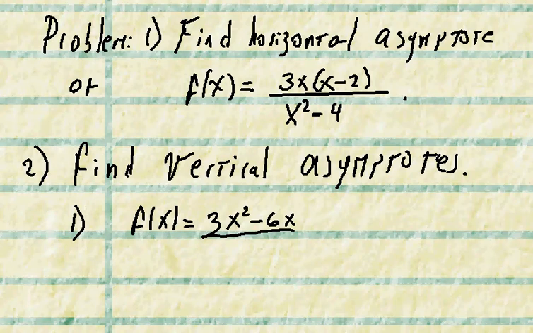Alright, so in this video I'm going to first find the horizontal asymptote of the function f of x equals 3x times x minus 2 over x squared minus 4, and then I'm going to find the vertical asymptotes of the same function.